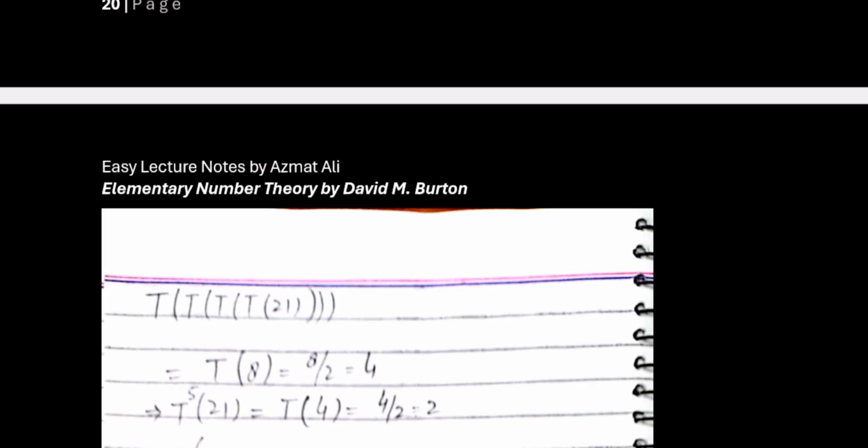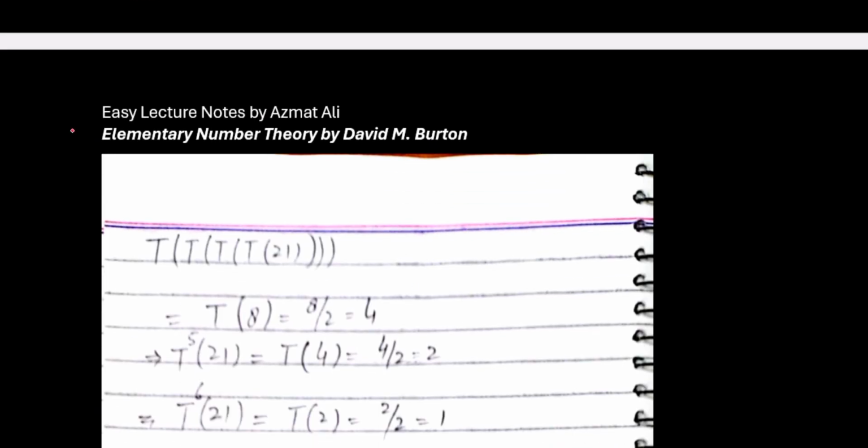8 is again an even integer, so applying T the fourth time, we have T of 8 is equal to 8 by 2, which is equal to 4. 4 is again an even integer, so when we apply T the fifth time, for our convenience I am writing here T^5, that shows T of T of T of T of T of 21.